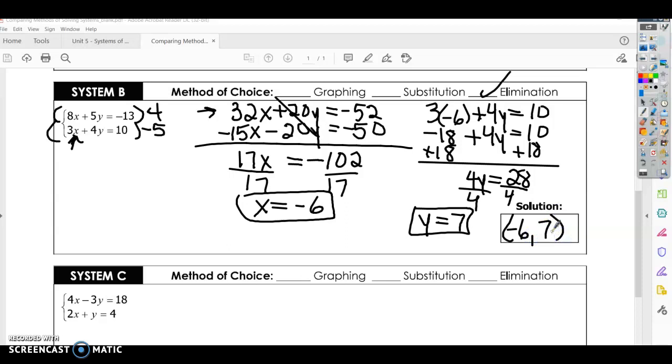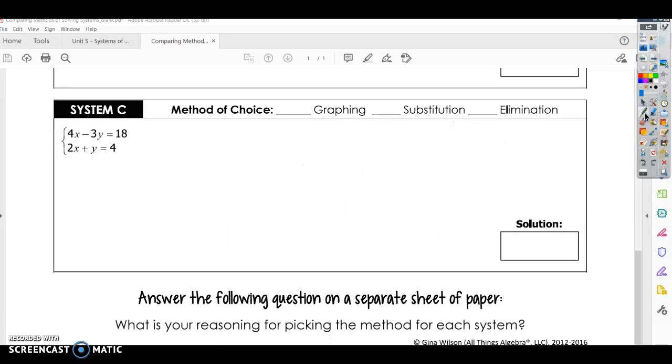So a lot of times when you have coefficients for each variable in both equations, elimination is your best method. Again, you can still solve using substitution or graphing, but elimination would be the best method here. All right, now looking at the third system, we've already used substitution and elimination, so this time we're going to need to do graphing because we're supposed to choose one of each for these.